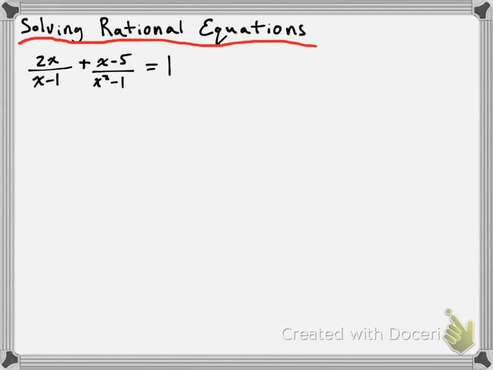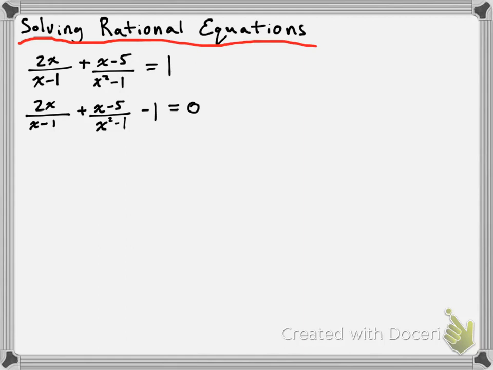So that positive 1 on the right side, we're going to move over to the left side by subtracting from both sides. So that's going to give us 2x over x minus 1 plus x minus 5 over x squared minus 1, minus 1, and we're left with 0 on the right side. Okay, so step 2 is going to be to take these expressions and put them together into one big rational expression. And to do that, we know that we're going to need a common denominator.